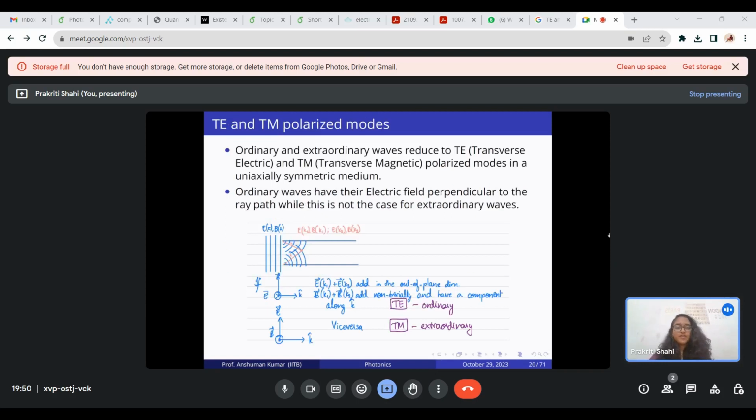One interesting thing to note is that in a uniaxially symmetric medium, such as our photonic hypercrystal, the ordinary and extraordinary waves actually just reduce to transverse electric and transverse magnetic polarized modes. What does this mean? So, ordinary waves have their electric field perpendicular to the ray path, while this is not the case for extraordinary waves. That is, they have some component of electric field in the direction of the ray path.